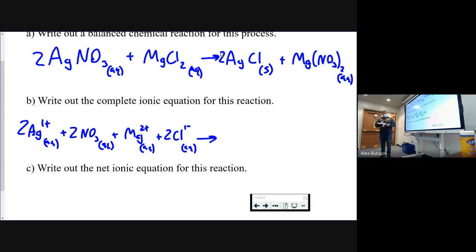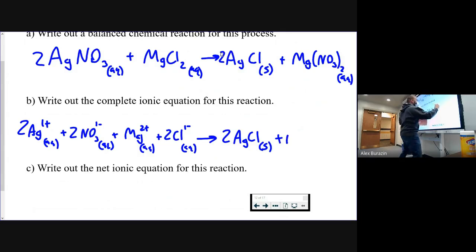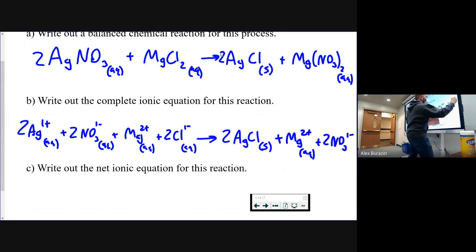Do you have to put the charge on the... Yes, I do. I'm sorry. Thank you. 2 AgCl solid. That is what it is, because that's not aqueous like the other ones. It's not dissociated. The formula is exactly the way it's supposed to be. Plus magnesium 2 plus aqueous, plus 2 nitrate 1 minus aqueous.